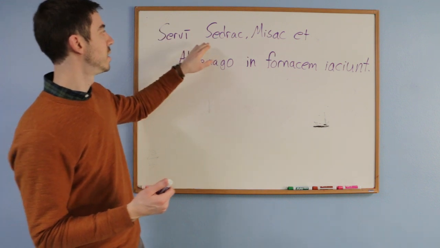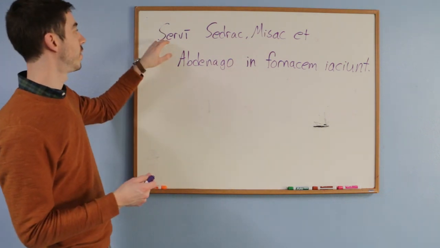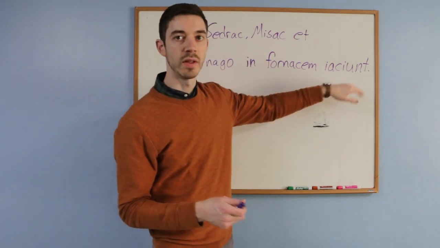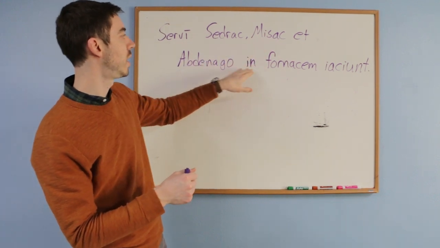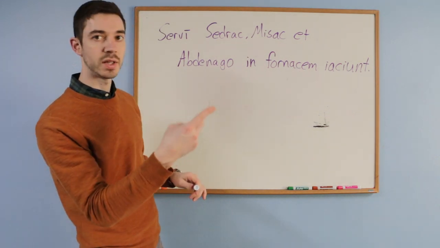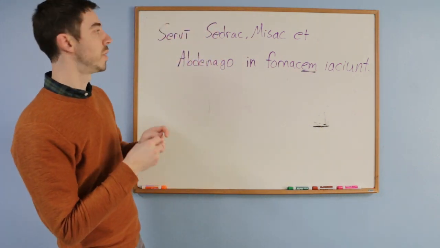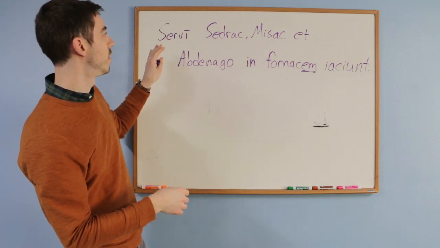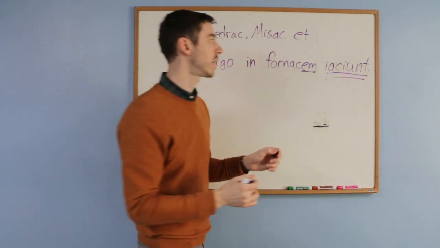Alright, so servi Sedrac, Misac, et Abdenago in fornacem iaciunt. So the servants, this is nominative plural, they what? They iaciunt, they threw, so this is from iacit. They threw Shadrach, Meshach, and Abednego in the furnace. So quick note that this is accusative case. Right? Various is em, so we have m, that's accusative, because it's the direct object, it's where they're putting them. So the servants, they threw them in the furnace.